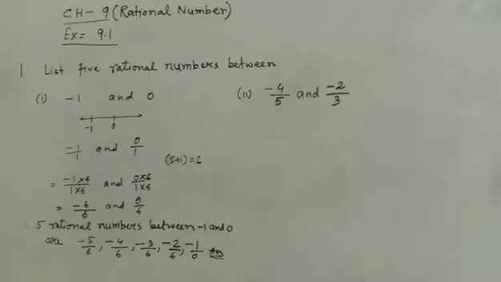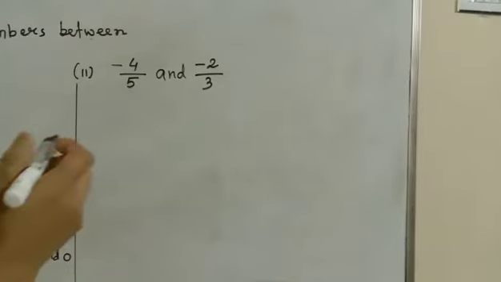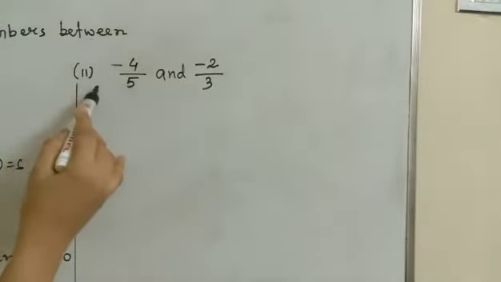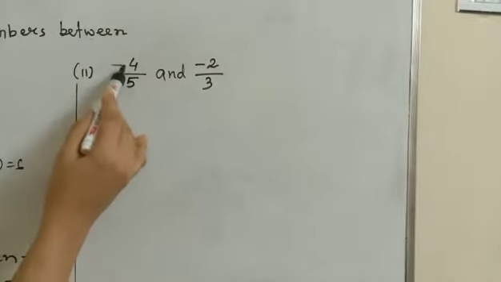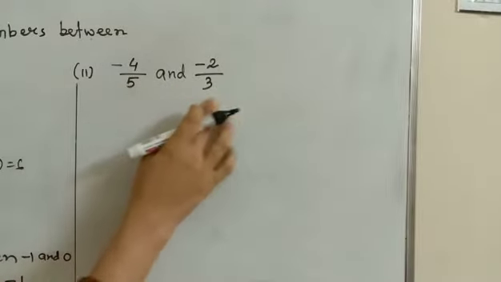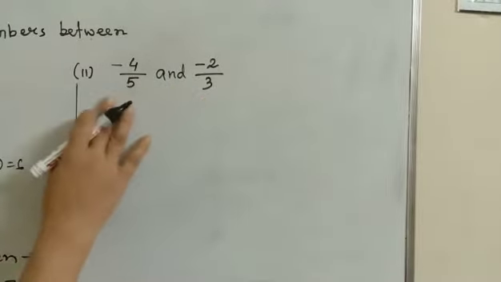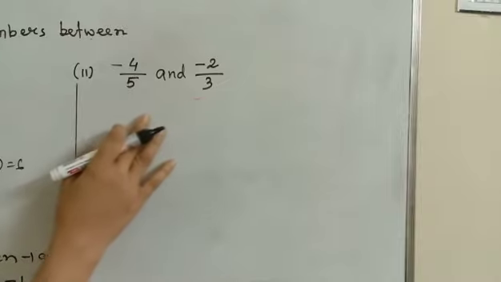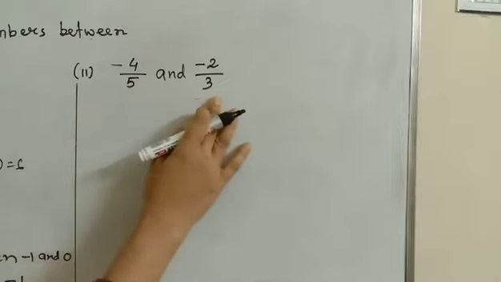Next sum. Now again, question number 2. Write 5 rational numbers between -4 by 5 and -2 by 3. Here the denominators are not the same. So first of all, you have to make the denominator the same, and you know how to make the denominator the same.